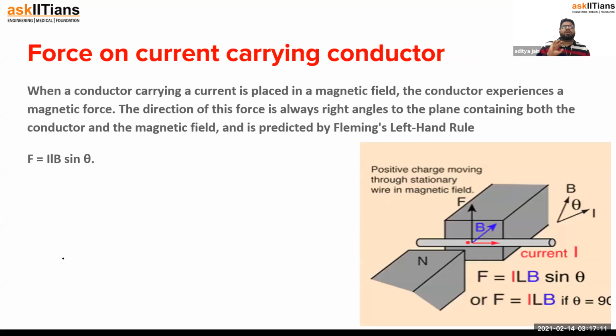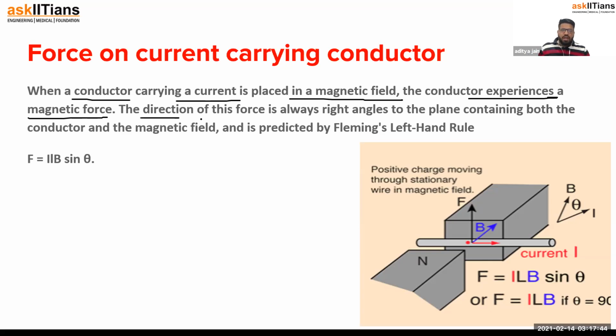So this is known as force on a current carrying conductor, that is, the force acting on a current carrying conductor. Whenever any conductor or a part of a conductor is placed in a magnetic field, a force acts on it. We have already learned that whenever a conductor carrying a current is placed in a magnetic field, the conductor would experience a magnetic force.